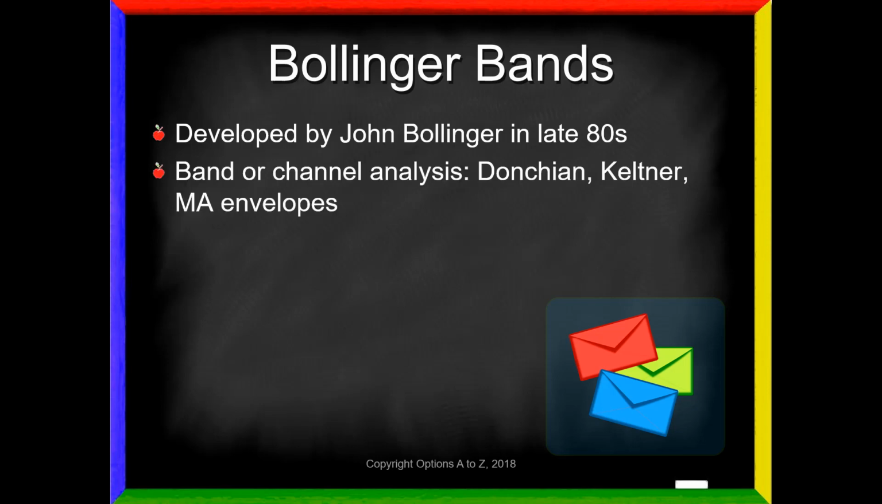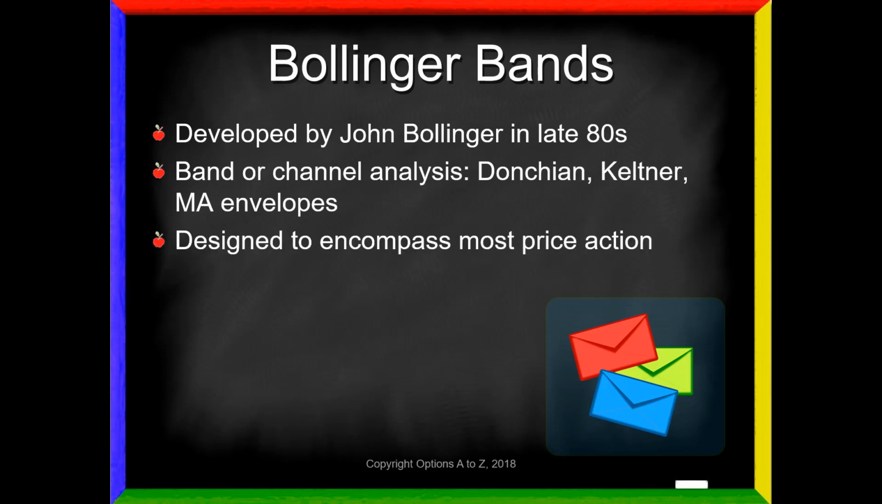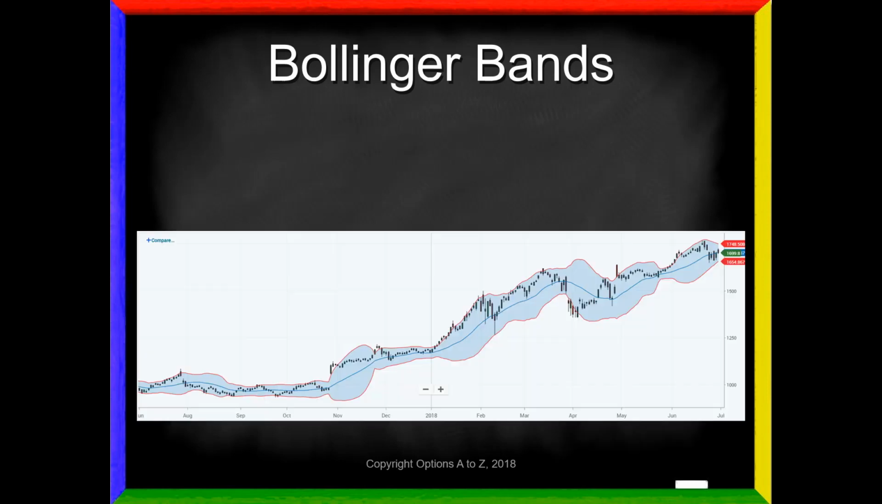Bollinger Bands are one of many what we might call band analysis or channel analysis types of indicators. There's a lot of them out there. You have Donchian channels, you've got Keltner channels, moving average envelopes. There's lots of different types of channel indicators, but all of them share one thing in common, and that is that they are designed to encompass most of the price action. In other words, we want to look at our chart and say, where will most of the prices fall most of the time?